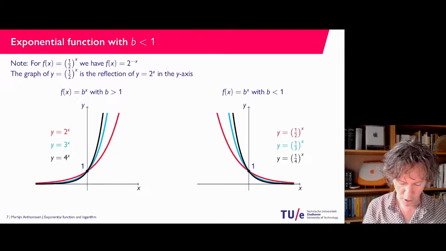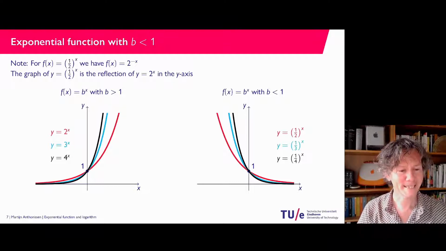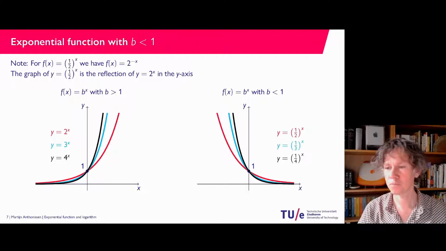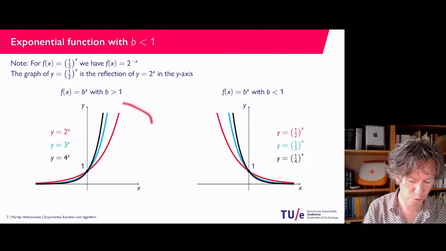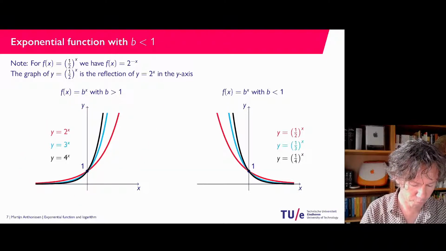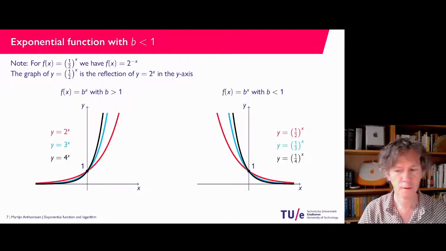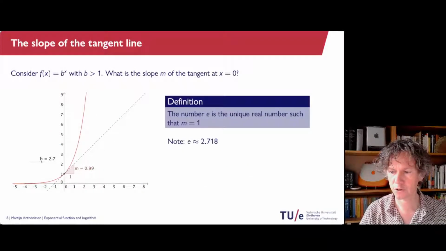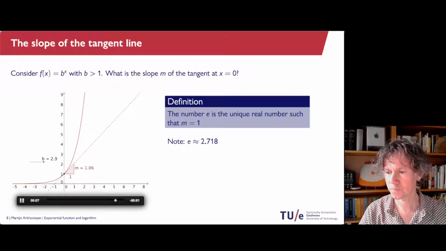Now, what I would like to do next is look at the slope of the tangent line of the function b to the power x with b bigger than 1. So we're going to look at this situation, and I'm going to draw, if you look at the black curve for instance, the tangent line here at the origin. So what we then have is, there is a little animation here, so let's start the animation. Like this.